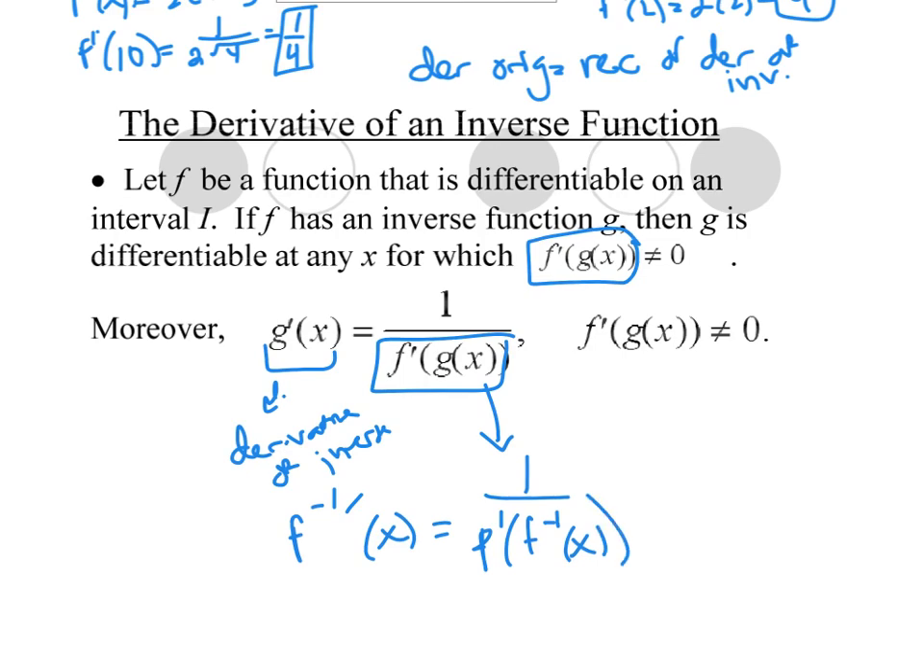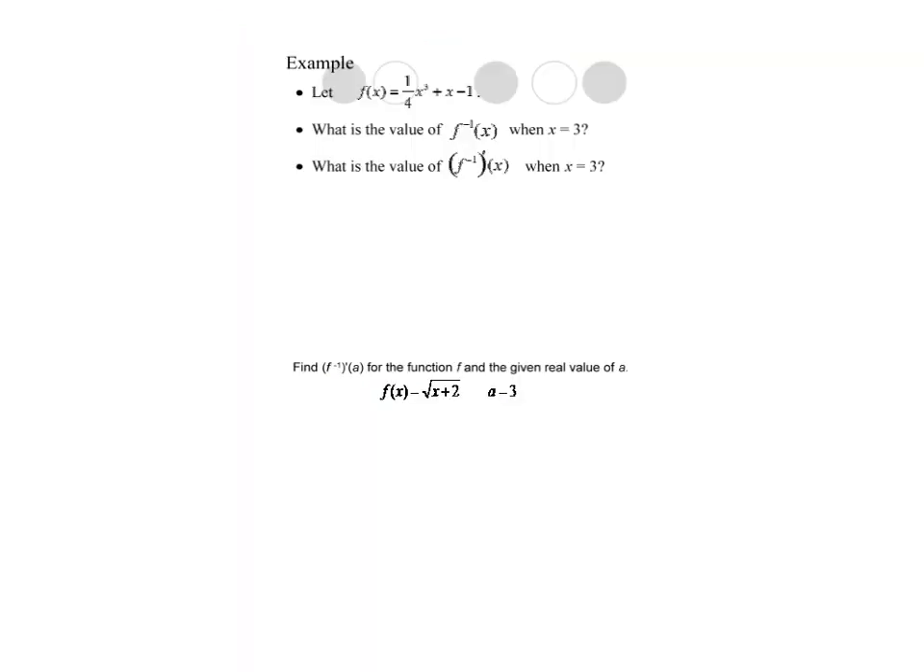So this way you don't have to find the actual inverse now. You can just say the derivative of your inverse is the same thing as 1 over your derivative of the original. It's like literally saying the same thing, but they're reciprocals of each other. We'll go through some examples to help clarify.